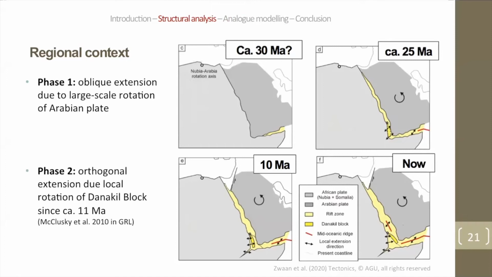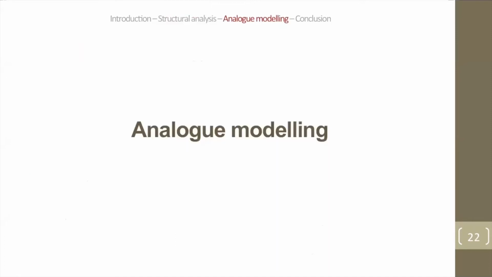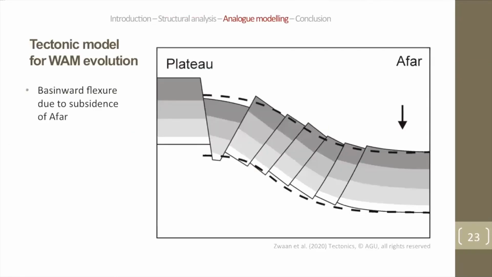However, we would like to know a bit more in detail what the dynamics were of the development of the margin and how this has affected the smaller, more detailed structures. So for this, we moved to analog modeling. And we start with the idea that the subsidence of Afar with respect to the plateau has created this flexure, and the typical structures involving this escarpment fault, the antithetic faults, and also the marginal graben, so typical for the Western Afar Margin.